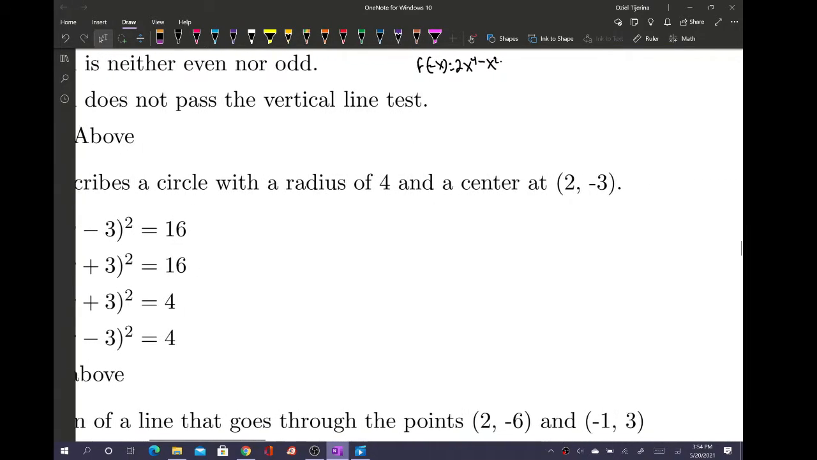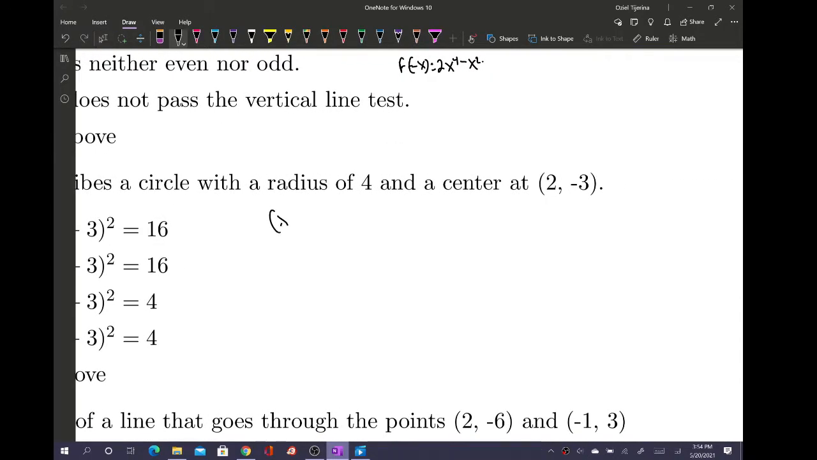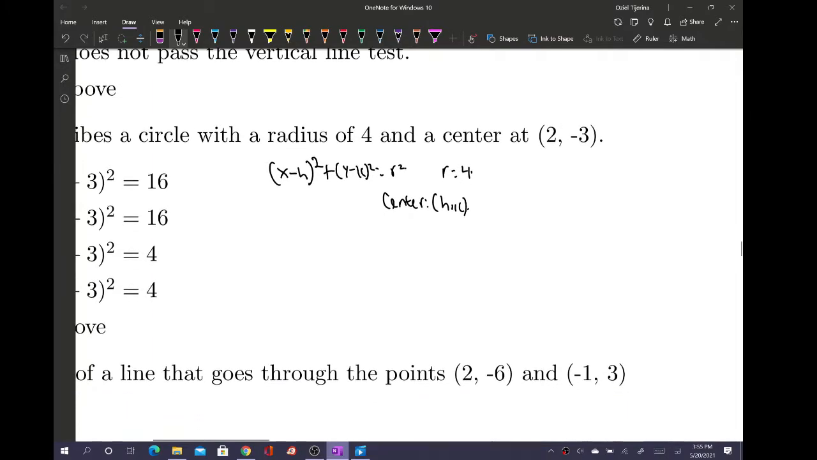Now the radius, if you remember from algebra, the equation of a circle is (x - h)² + (y - k)² = r². They say the radius is 4, right? R is 4. The center, remember that the center is (h, k). So because the center is at (2, -3), that means that h is 2, k equals -3.